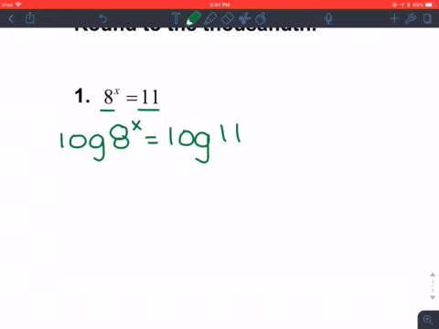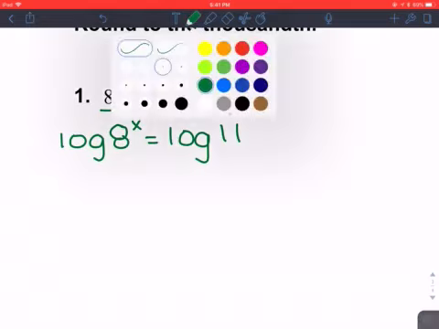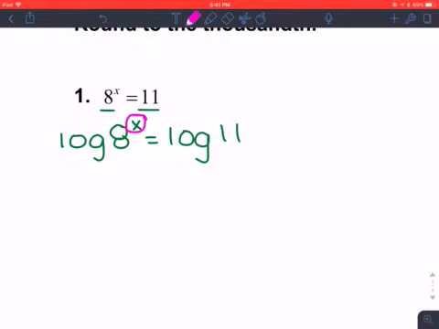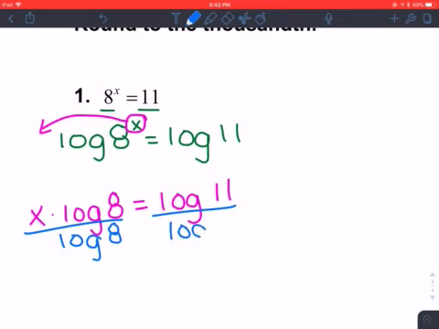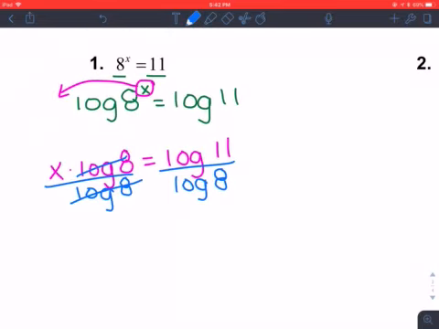Now our end goal is to solve for x. If I'm solving for x, I don't want it to be in the exponent. So I'm going to rewrite this using my power property as x times log of 8 equals log of 11. Now to get x by itself, we just need to divide by log of 8 on both sides. Our log of 8s will cancel here, so we're left with an x on the left. And on the right, we're left with log of 11 divided by log of 8.